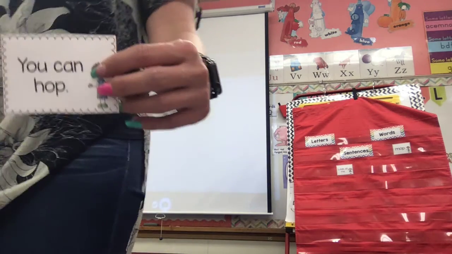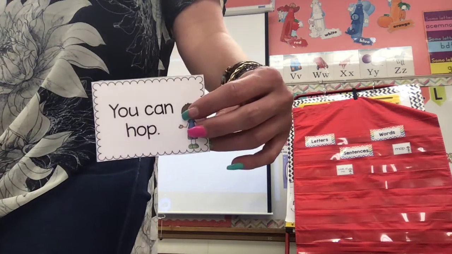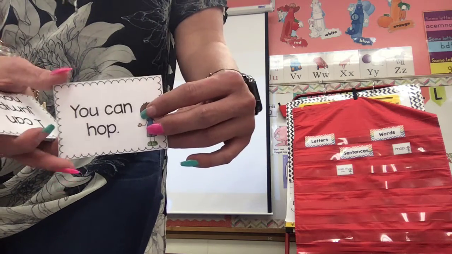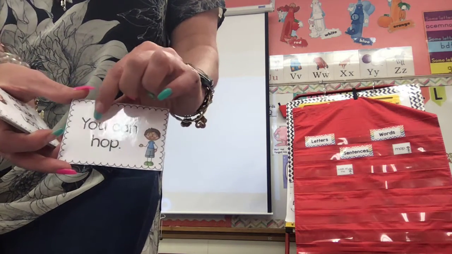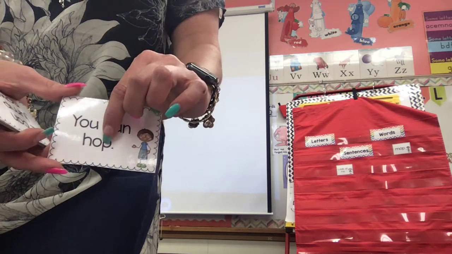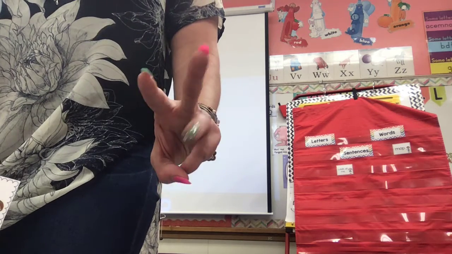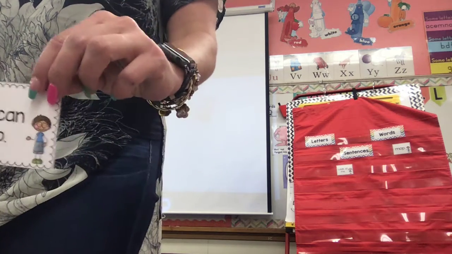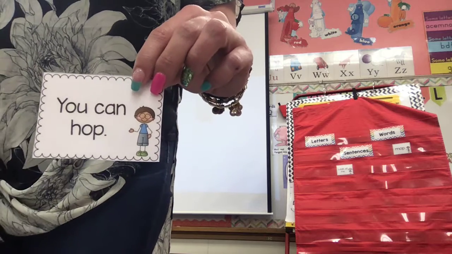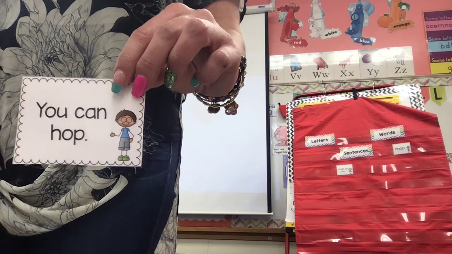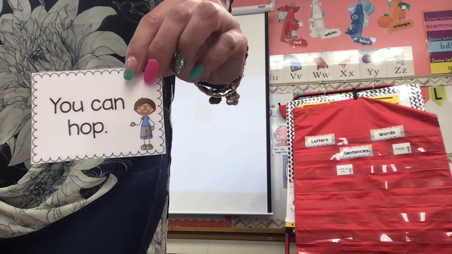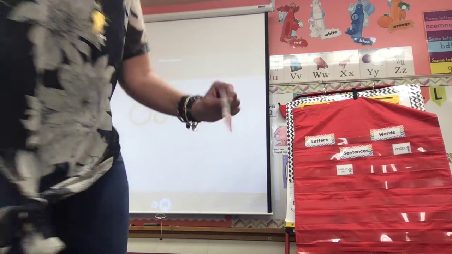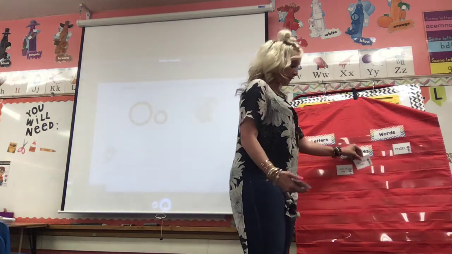Here's another one. You can hop. You can hop. 1, 2, 3 words. You can hop. So if it has more than one word, it's telling me something. Is it a word, a letter, or a sentence? It's a sentence. Good.